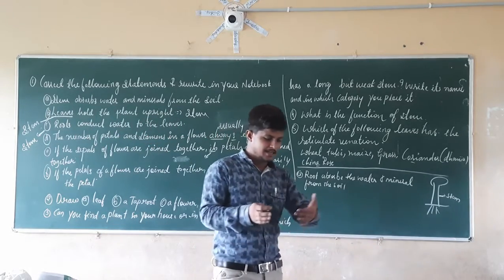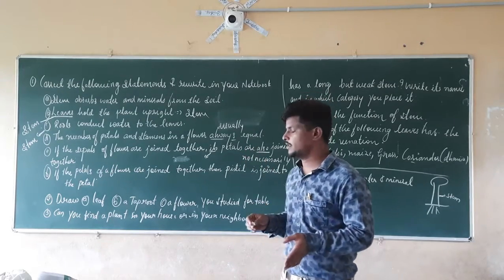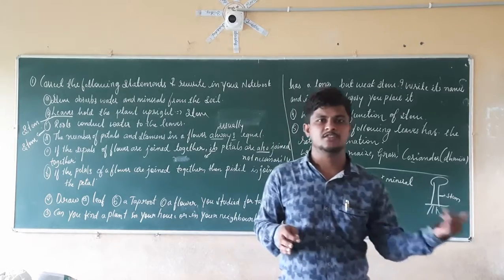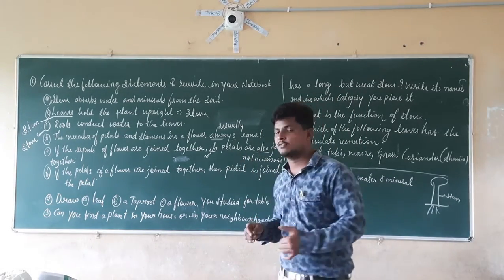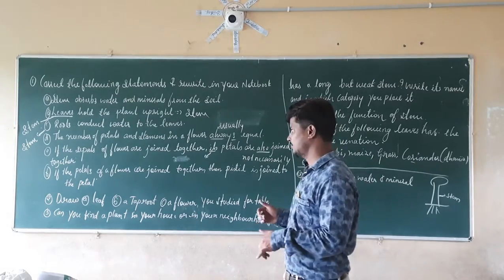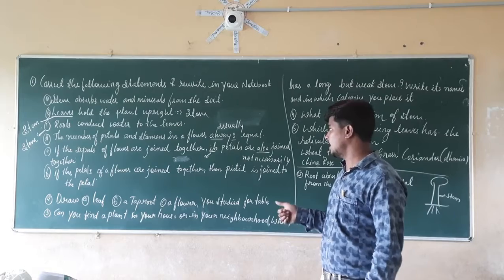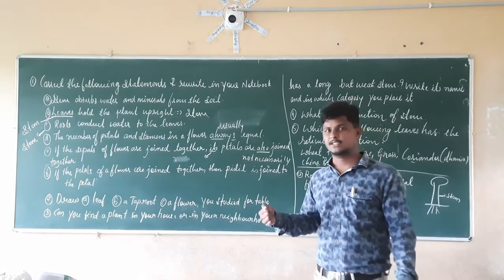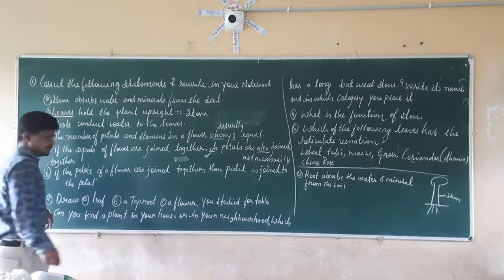For that reason, in some cases, if the sepals of flowers are joined together, its petals are also joined together, but in some cases it is not. So instead of "also" we are going to take "not necessarily." So if the sepals of the flowers are joined together, its petals are not necessarily joined together. Now next statement, F statement.